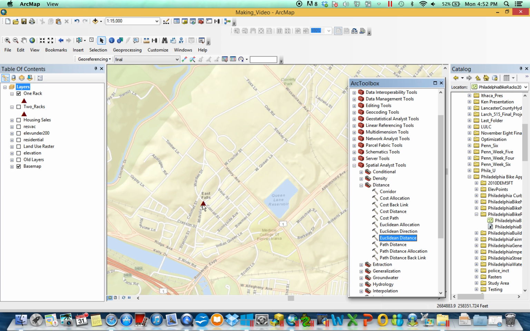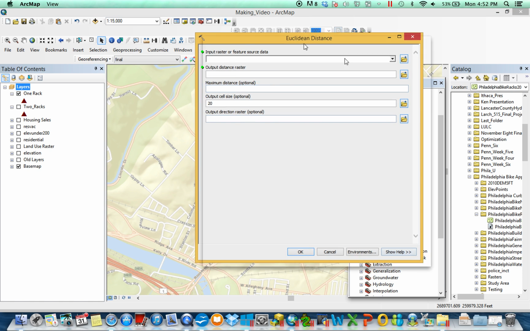So for those still grappling to understand raster, this tool is very similar to the vector equivalent buffer in that it measures distance outward in a radius, unimpeded by anything, which is why it tends to be called as the crow flies. So let's engage Euclidean distance.